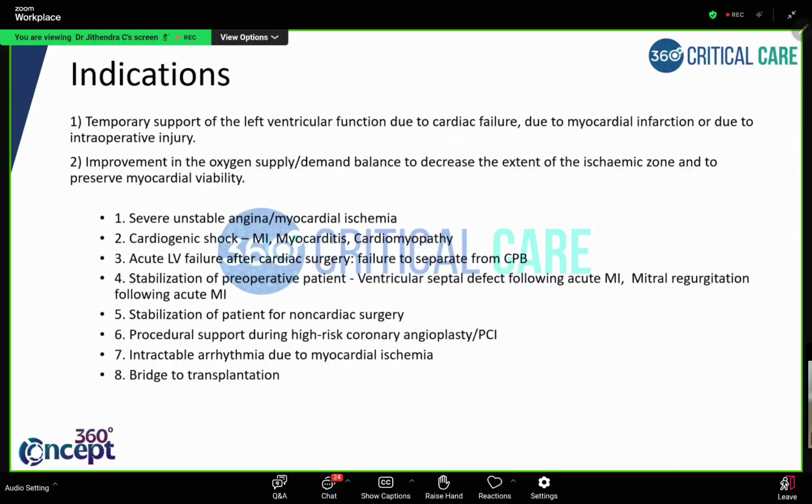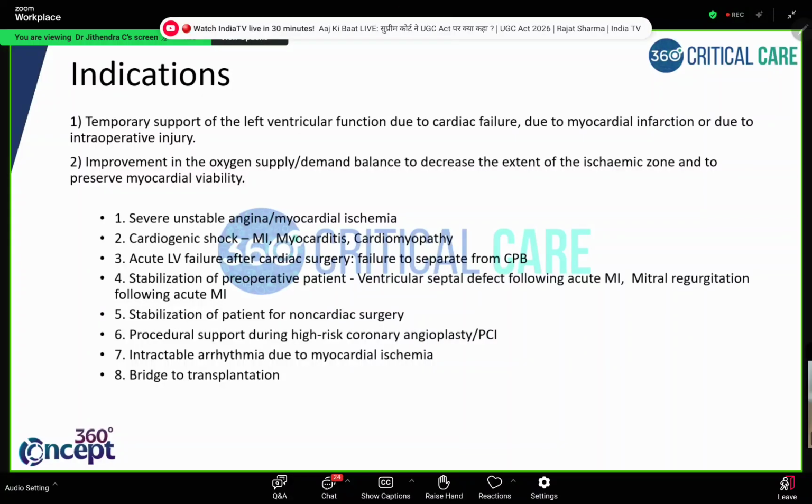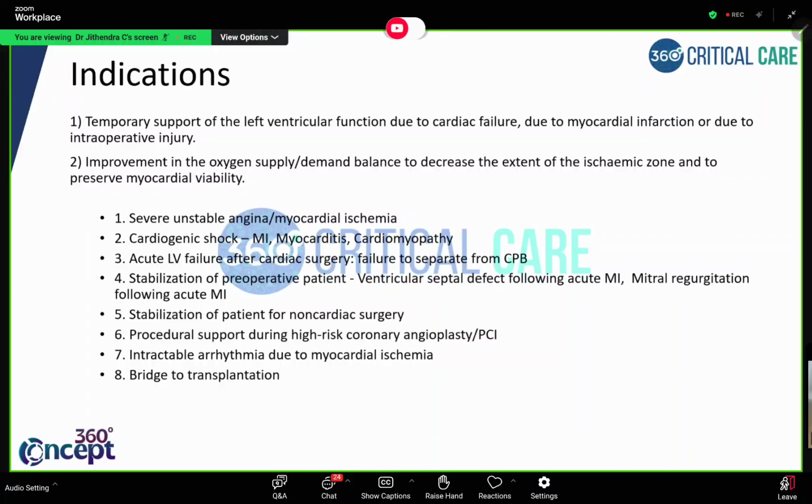So again, because it's a procedure, an external device, an extracorporeal device, they will be asking about the indications. You can broadly classify them into two categories. One is for cardiac failure, to support your LV, like following an MI or intraoperative injury. A second one is where your LV is okay, but there is an oxygen supply-demand mismatch, and there is a significant ischemic zone, so you want to reduce the ischemic zone to preserve the myocardium. So one is where the myocardium is damaged and you want to support it, as it is not able to function, like in heart failure. The other one is to improve the supply-demand balance, like improving the coronary perfusion, which will improve your oxygen supply. So these are two categories.